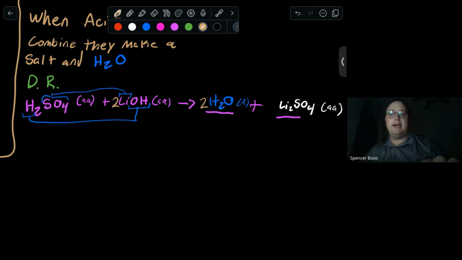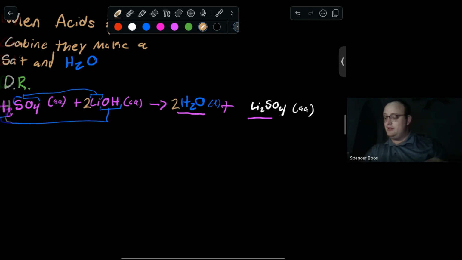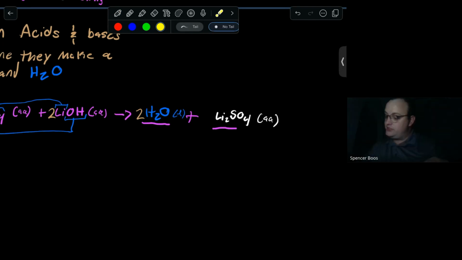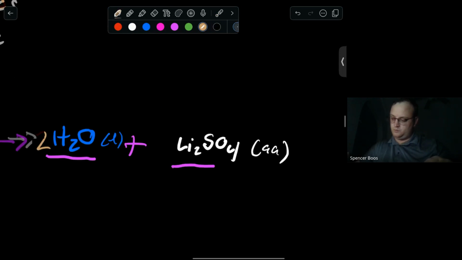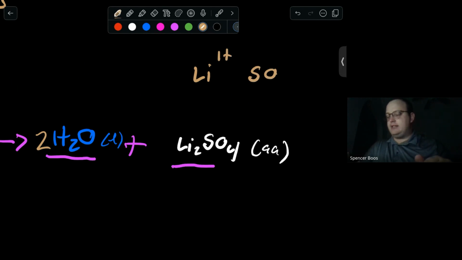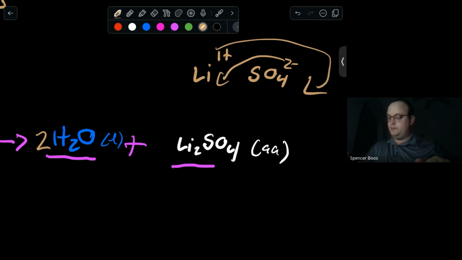Do charges matter in this unit? Yes. We actually just saw an example of it right here. Li has a charge of 1 plus, SO4 2 minus, 1, 2, good.